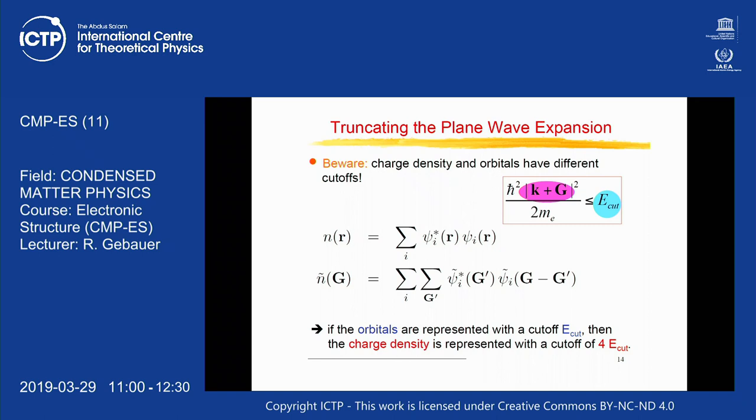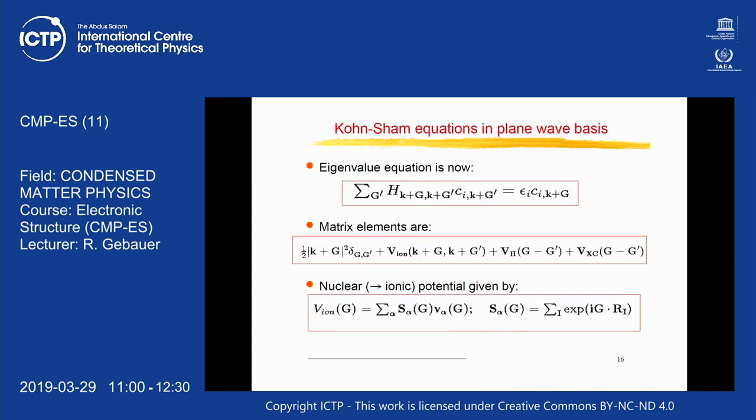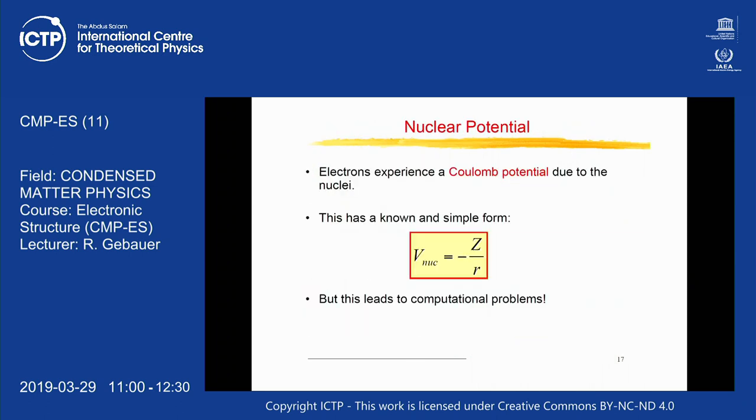So when you express the Kohn-Sham orbitals in terms of plane waves, then you can also obviously express the density, which is the square of the orbitals, also with plane waves. But you will need, and this is something if you want I can explain it to you in private, you will need a different cutoff for the density than for the plane waves. Okay? But this is kind of a detail, because I want to show you something else.